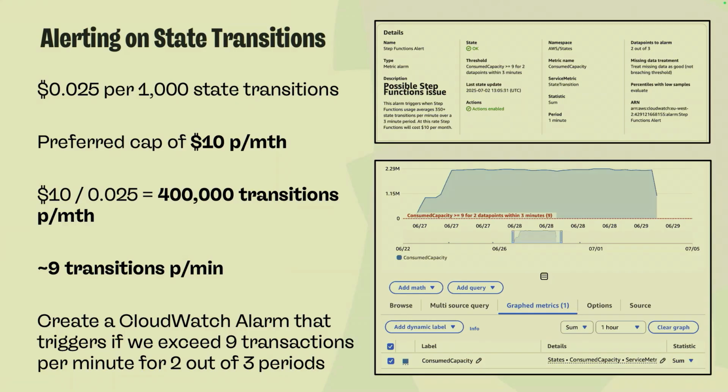So what I can do, I haven't done that, is create a CloudWatch alarm that looks for those metrics. When does it exceed a sum of 9 executions every minute for 2 out of 3 periods? When I get that, I trigger an alarm. On that graph you can see there's a red line right at the bottom. If I'd set that alarm up, I'd have been notified about the Step Function's overrun about 2 minutes after it happened. Lesson learned.